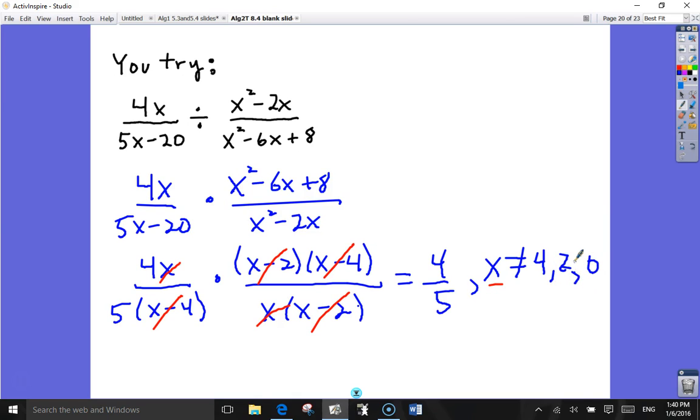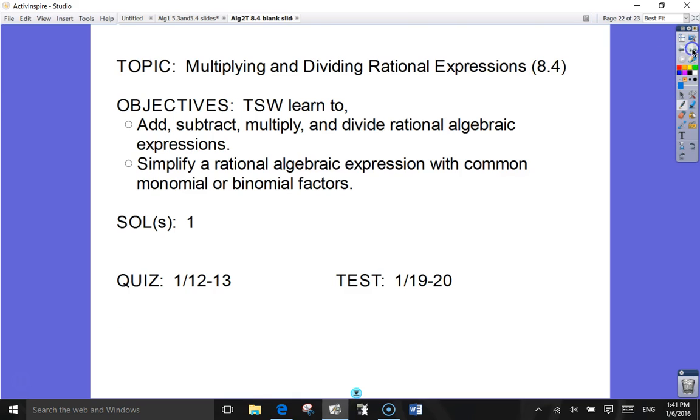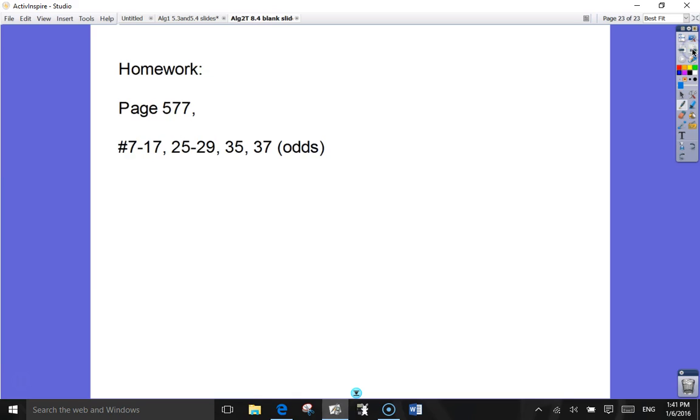Any questions about it? It looked like everybody was getting it. So that was it. Simplify, multiply, divide.